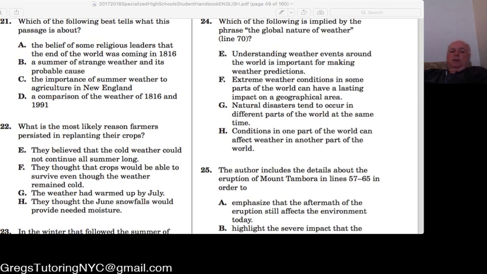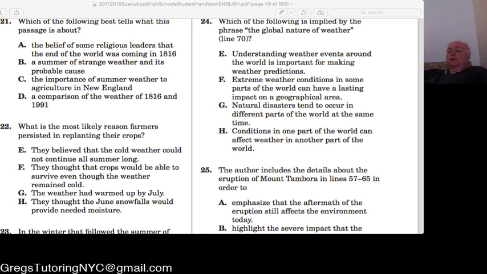F, they thought the crops would be able to survive even through the weather. No, they didn't think that. If they thought that, they wouldn't keep replanting them. They were dying. So F is kind of just the silliest answer. G, the weather had warmed up by July. No, it hadn't, but they kept thinking it probably would have. Okay? So that's the passage.